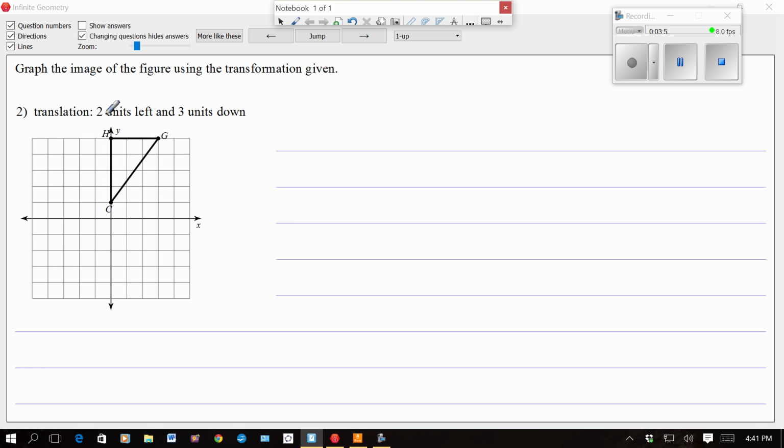So I want to move 2 units to the left and 3 units down now. So remember these guys here, the points where 2 segments meet, are called vertices. So H, G, and C are my vertices. It's where the 2 segments come to meet together. And so I want to move it 2 units to the left and 3 units down.